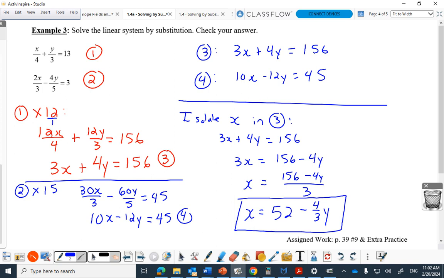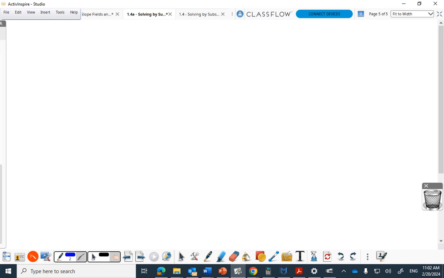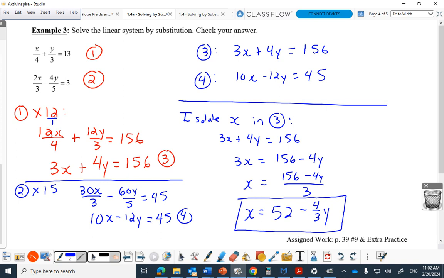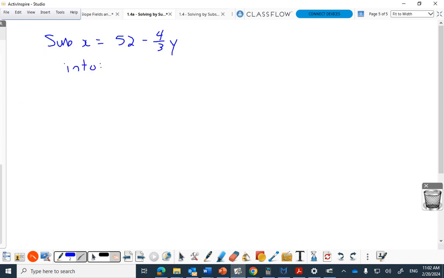So now I'm going to sub x equals 52 minus 4/3 y into, ooh, I'm getting confused now. I rearranged 3, so I'm going to sub it into 4. Is it okay? Into 4, which I will copy. So equation 4 was 10x minus 12y equals 45.